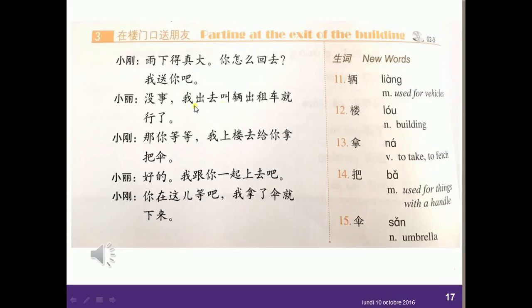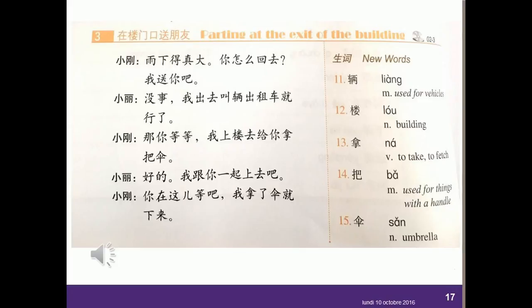Let me do it in order. 我, subject, I. 出去, get out. When I go out, 叫 means to call something. So let me call a taxi. Even if you're standing on the street waving your hand to stop a taxi, it's still called calling a taxi. Or you can say 打车, 打 literally means to hit, or 打电话, but 打 has multiple meanings. So you can say 我打车, which means take a taxi.